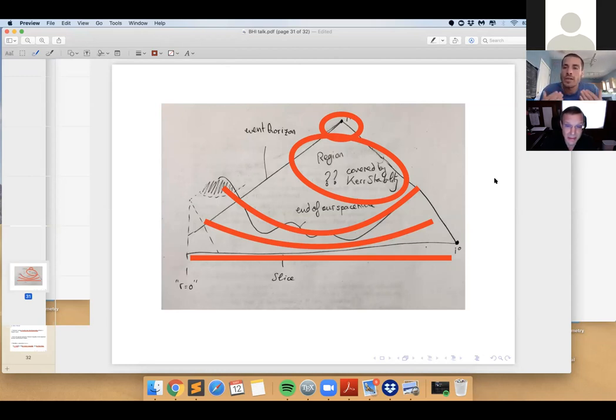And then the question is always the same. To what extent are these examples generic? Would they actually occur in nature? So that's really where that question goes.